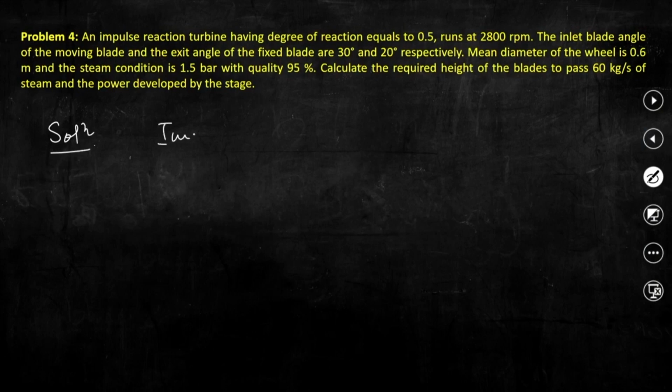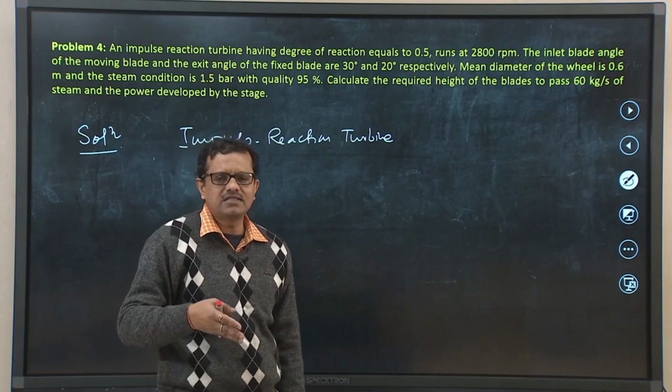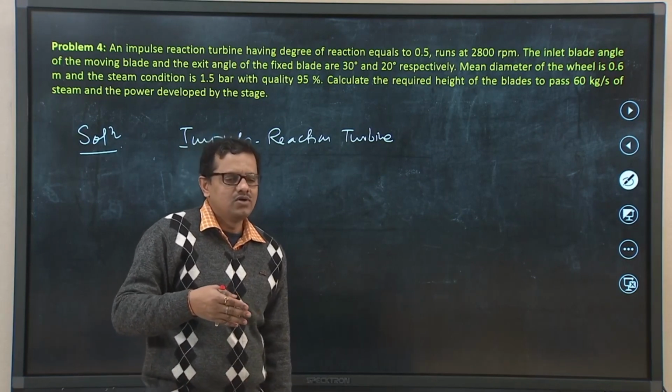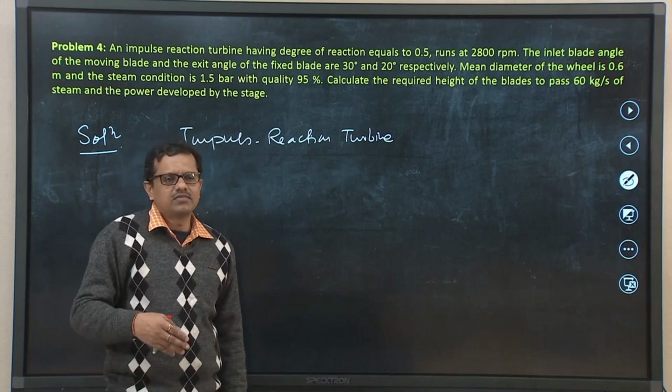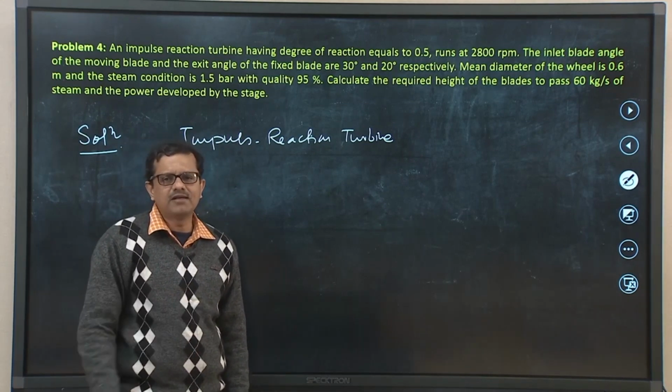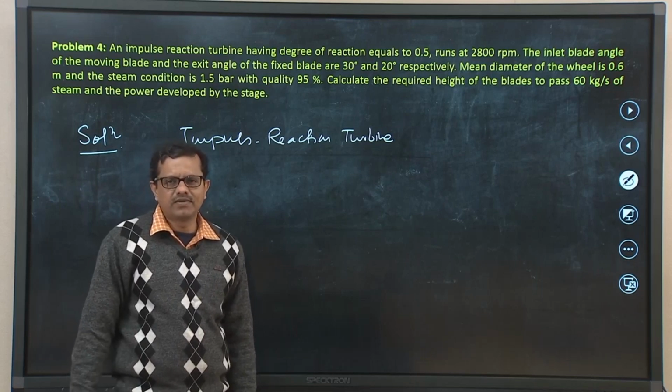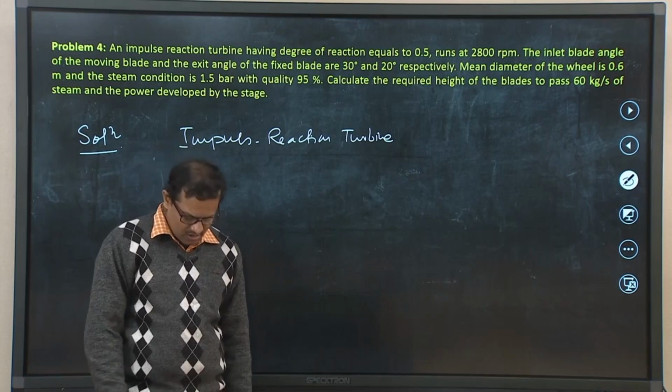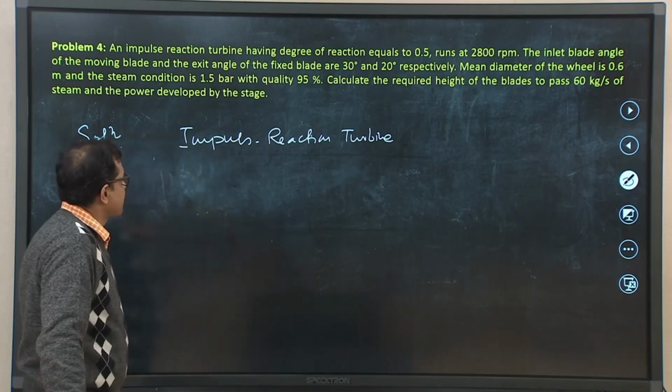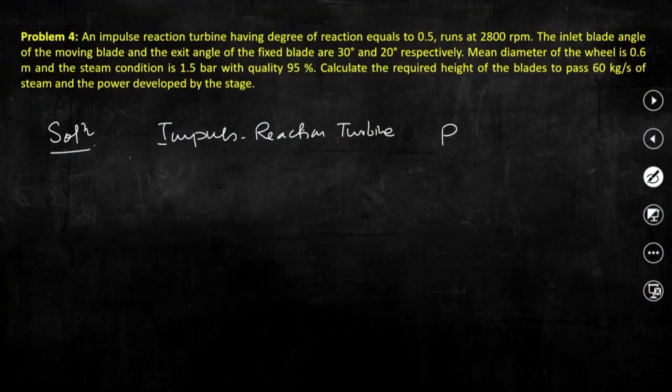So, impulse reaction turbine, as I said, is also known as reaction turbine, because if we need to differentiate it from the impulse turbine, we call it reaction turbine. Otherwise, impulse reaction is also a common name of this type of turbine. And degree of reaction is equal to half, and we know that degree of reaction is basically the enthalpy drop in the moving blades to the total enthalpy drop.